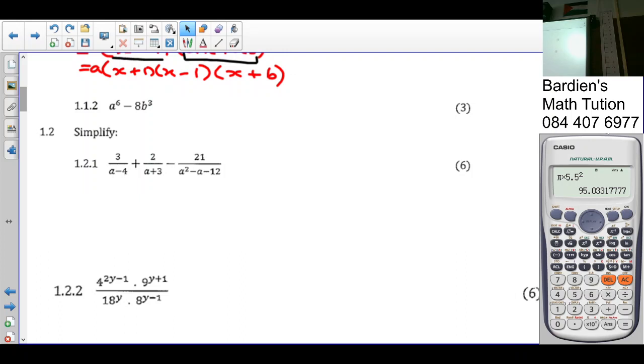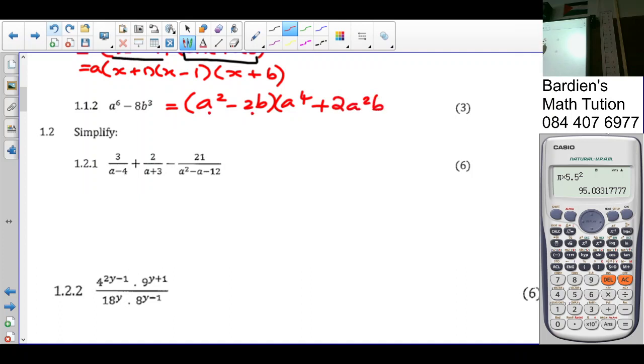The next one. What can happen here? Difference of cubes. So what's the cube root of a to the 6? A squared minus 2b. So what I do is I first square the first term, gives you a to the 4. For the middle term, that is minus, so I must have a plus. That times that is going to give you 2a squared b plus the last term squared, which will be 4b squared. People, this will always be a plus. Any confusion here?